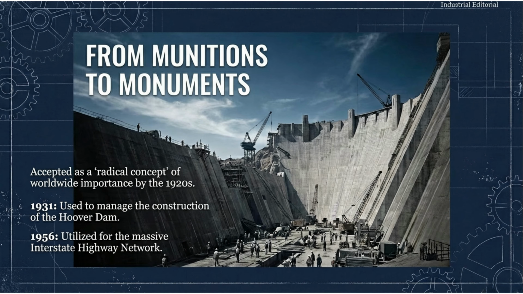And then in 1956, when the U.S. launched its massive interstate highway network, tens of thousands of miles of roads connecting an entire nation, the Gantt chart was again the backbone of coordination. From munitions to monuments, from arsenals to arteries. This simple idea had grown up and was reshaping the world. Pretty impressive for a tool you can draft with a pencil and a ruler.